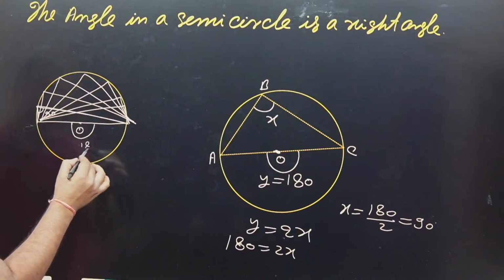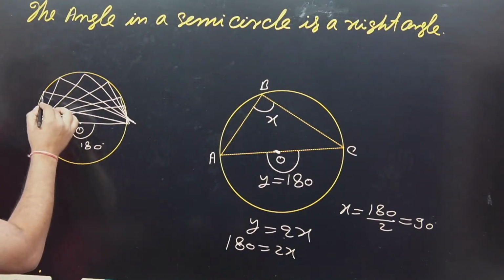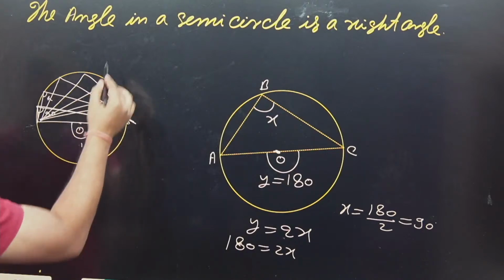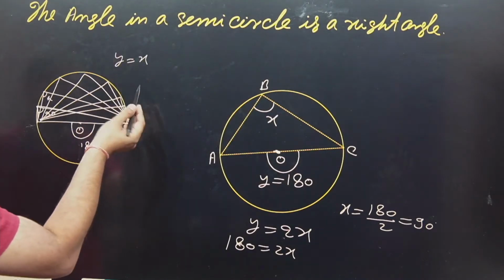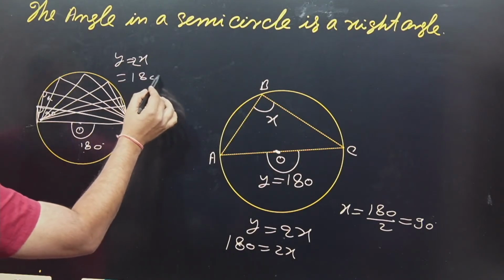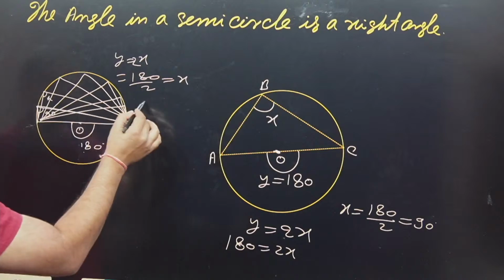Okay, this one is 180. So 180, suppose this is equal to X. So 180, according to Y, this is equal to X. So 180 by 2. So X is always 90 degrees.